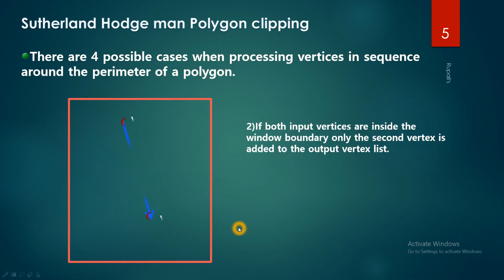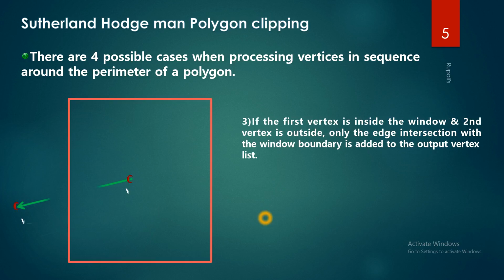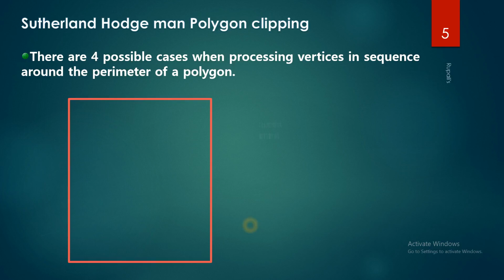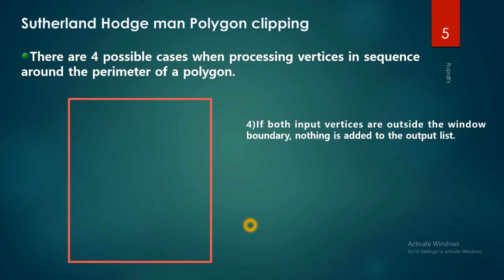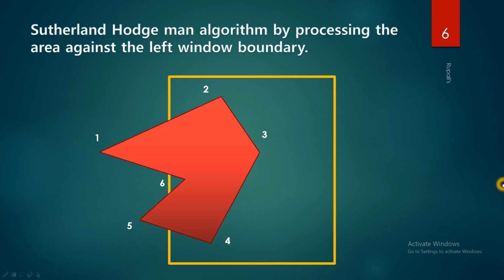Case 2: if both input vertices are inside the window boundary, then you only have to save the second vertex. Case 3: if the first vertex is inside the window boundary and the second vertex is outside, then only the edge intersection point with the window boundary is added. Only save the intersection point, V1 dash. And the last case, if both input vertices are outside the window boundary, nothing is to be saved. Save nothing.